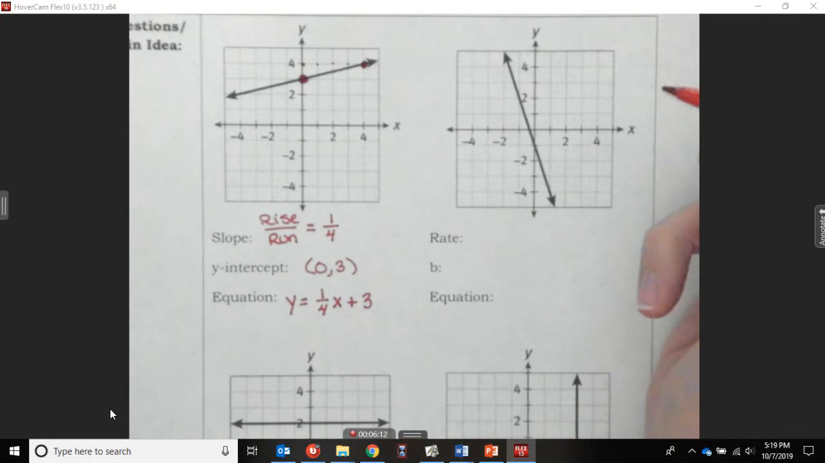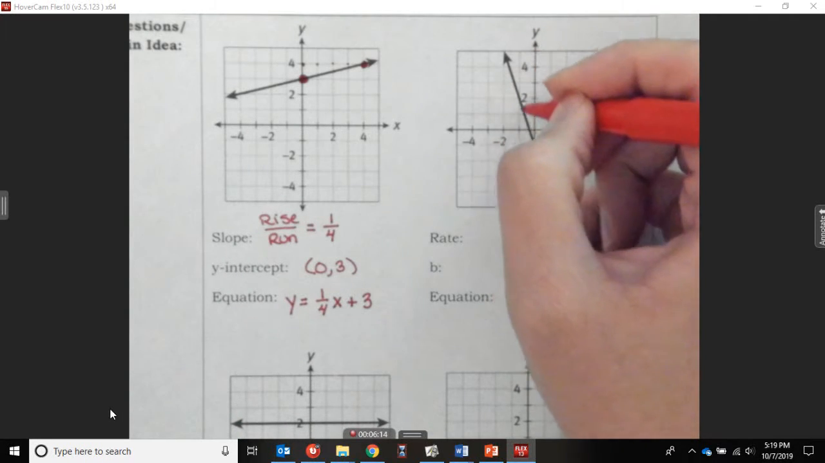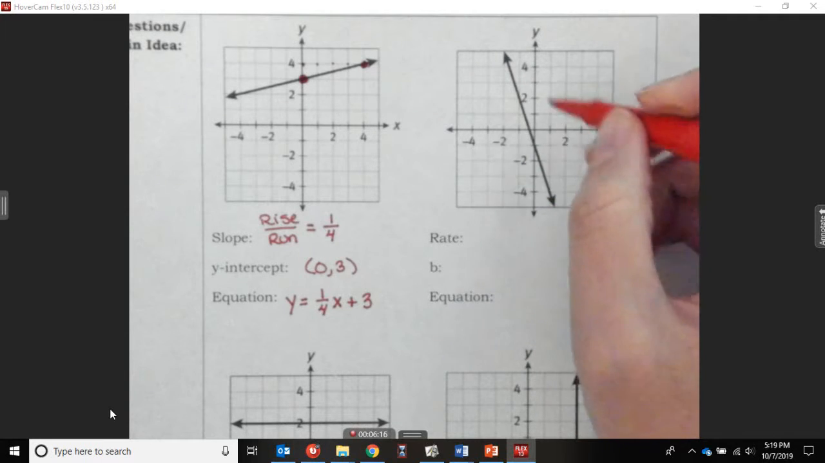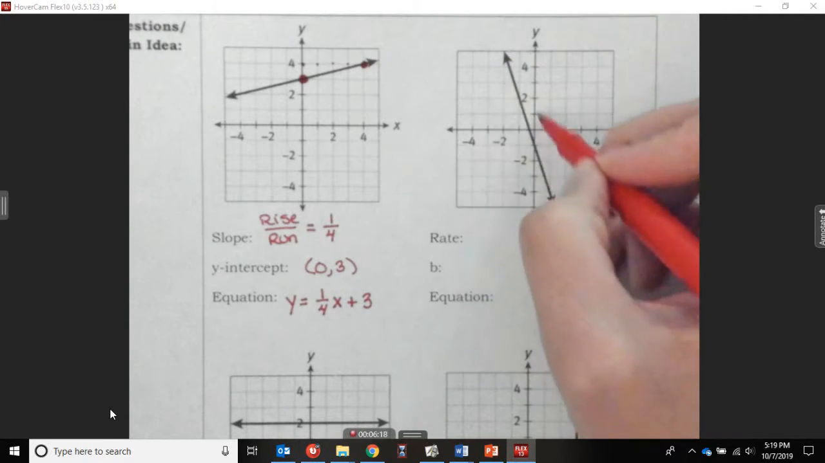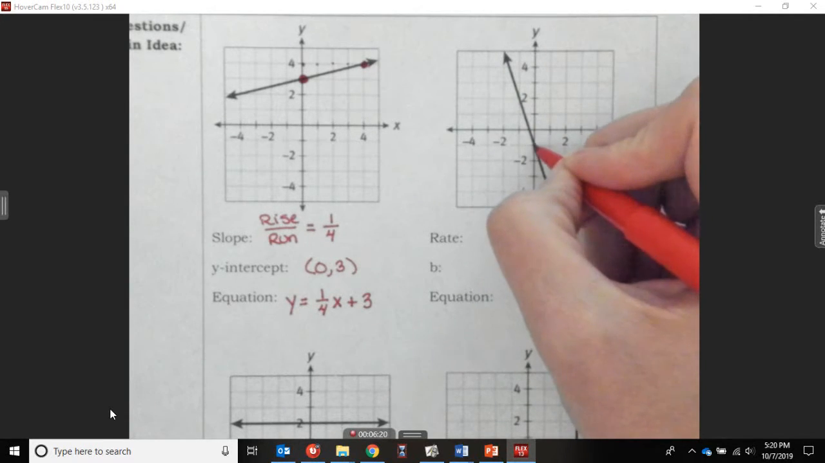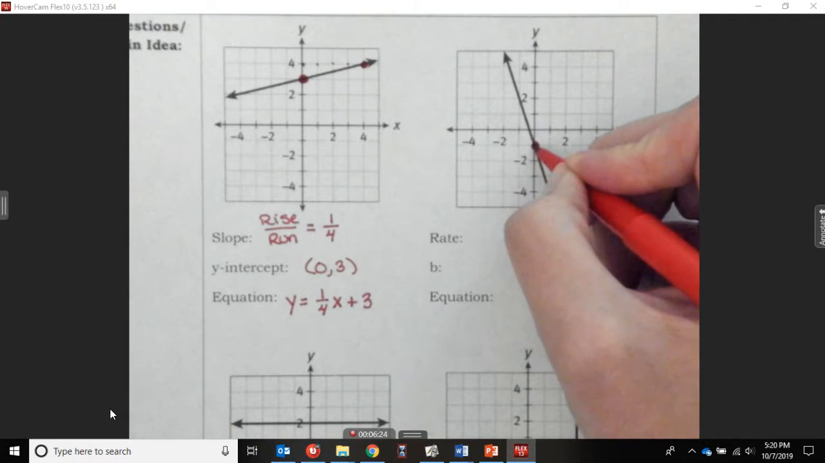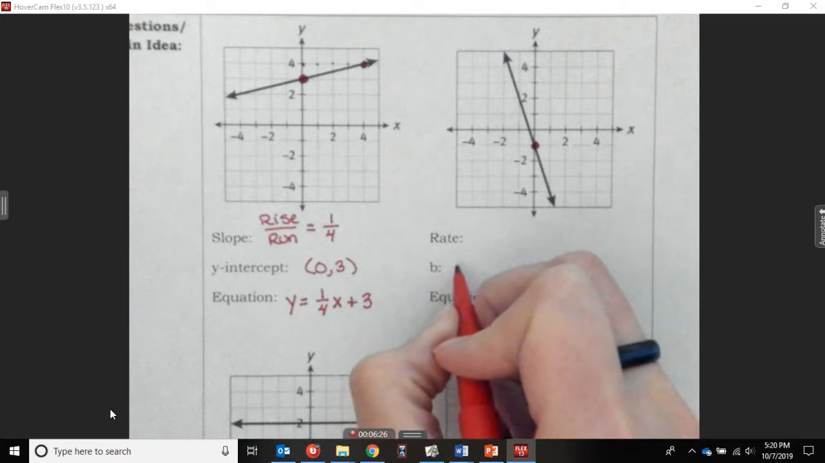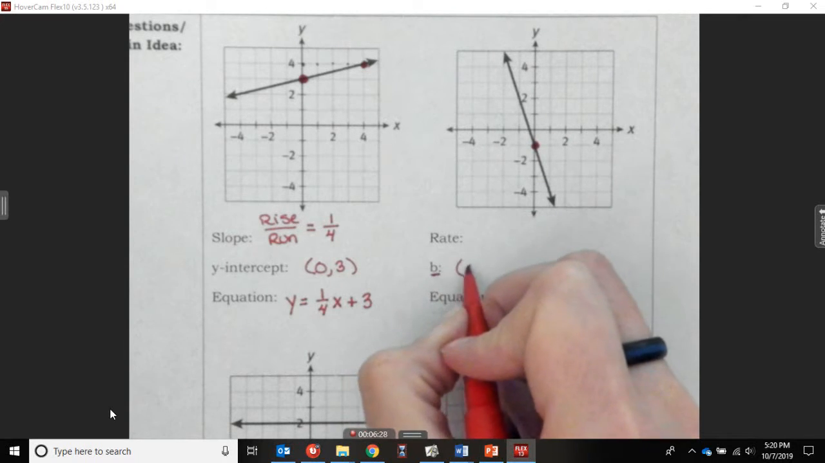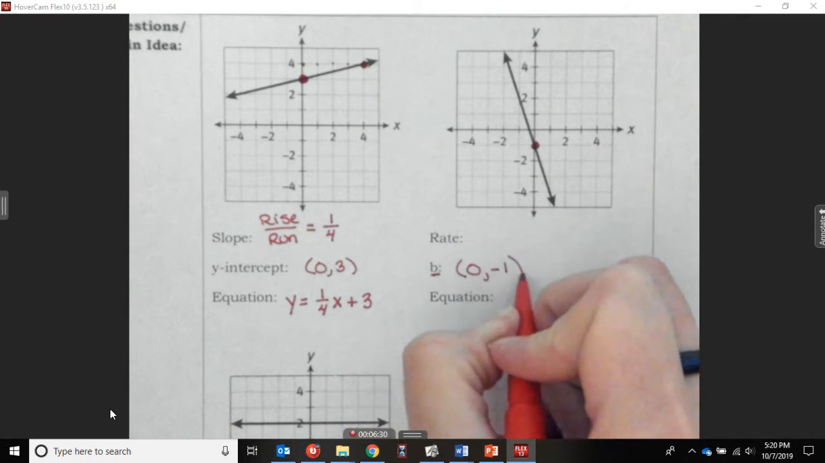All right, the next one. I should instantly say this is a negative slope, and I'm going down from left to right. And so I'm first going to find my y-intercept, which is right here, crosses the y-axis at -1. So my y-intercept, or my b value, is 0, -1.